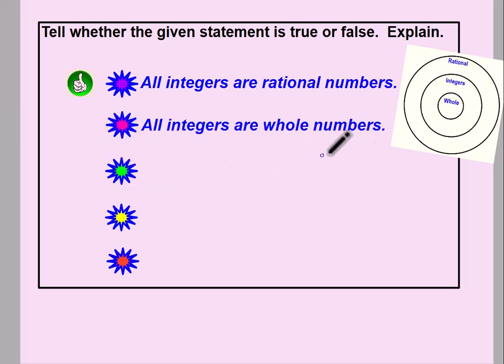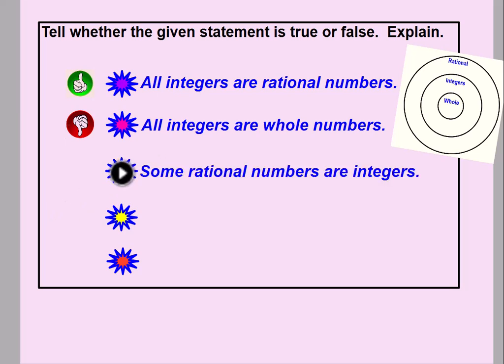All integers are whole numbers. So now I'm comparing integers with whole numbers. Are all of the integers whole numbers? No, because whole numbers are only positive. Integers include the positive and the negative whole numbers. So that statement is false.